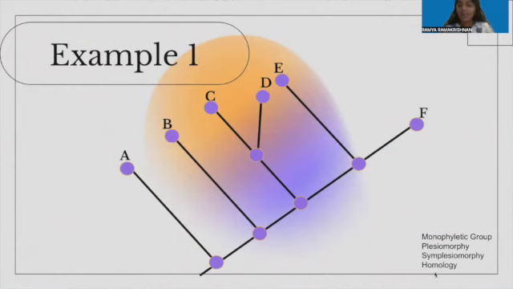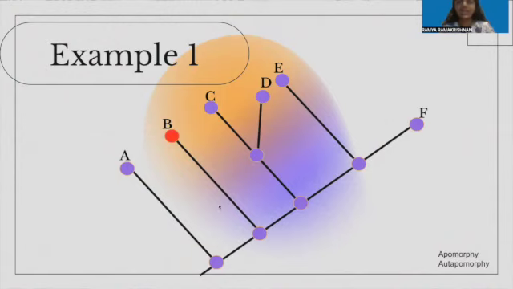The word homology actually fits very nicely into this example because homology means similar characteristics due to common ancestor. And that's exactly what we see here. All of these species have feathers because the common ancestor has feathers.